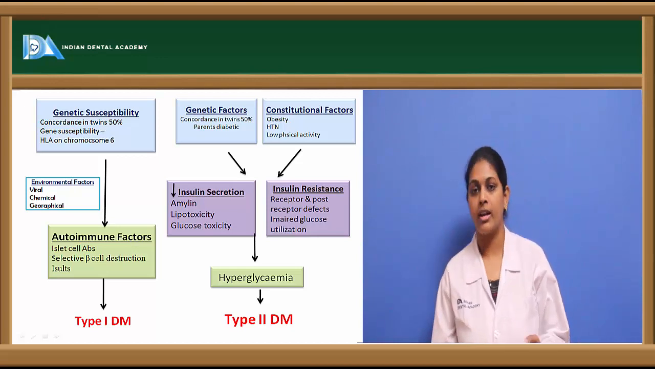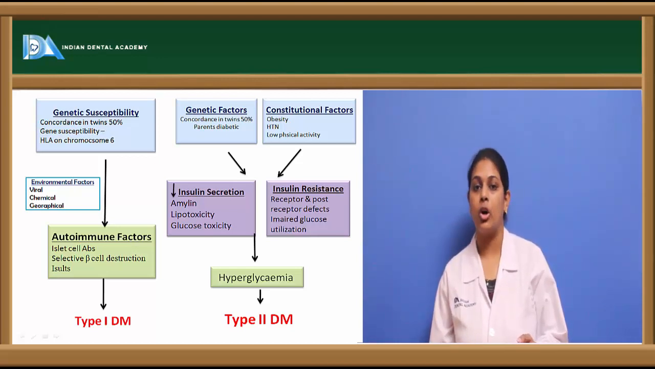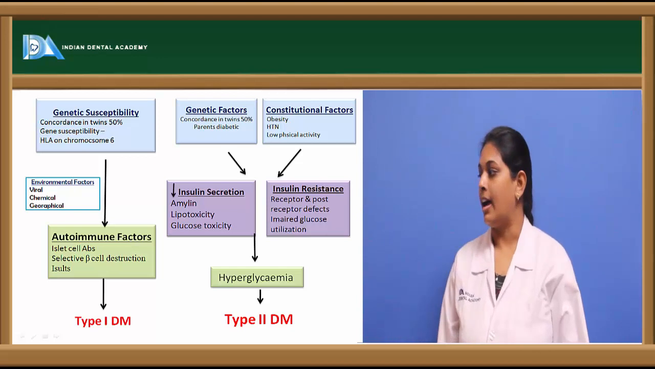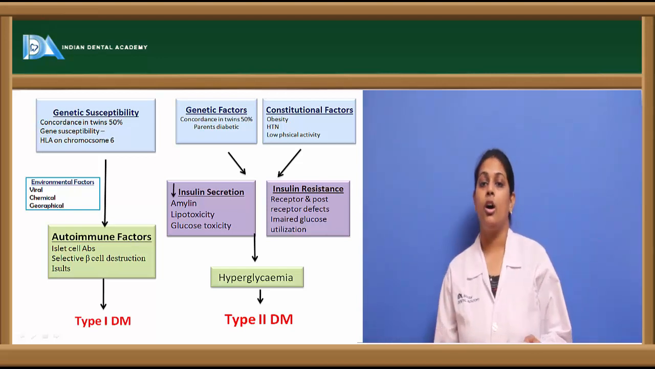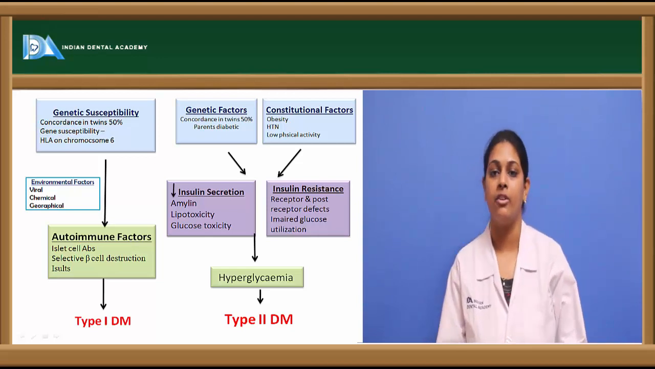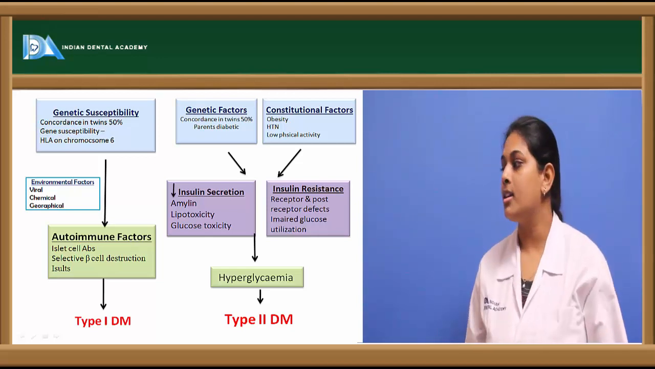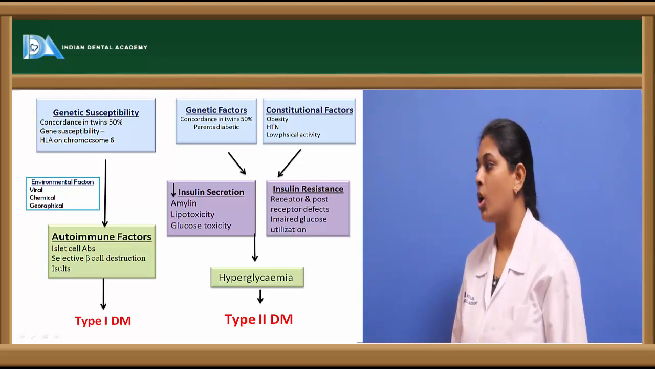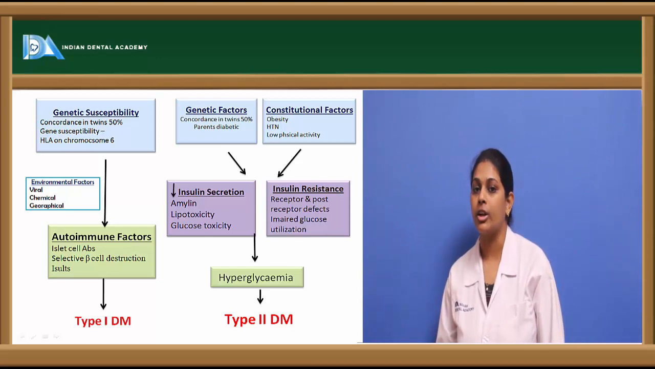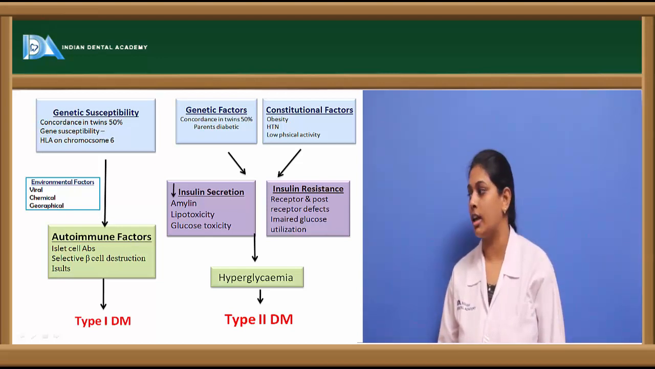And among the constitutional factors, obesity could be a contributing factor, as well as hypertension and low physical activity. Lack of exercise can also help in the development of diabetes mellitus. These genetic and constitutional factors might also alter insulin secretion. They result in a decrease in insulin secretion, and they also cause insulin resistance.